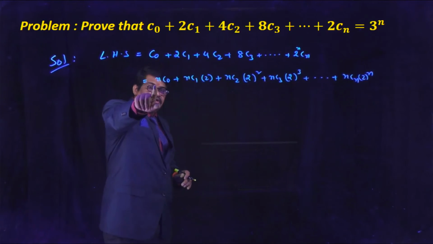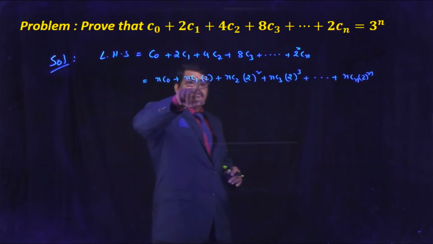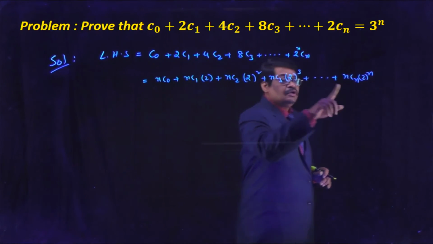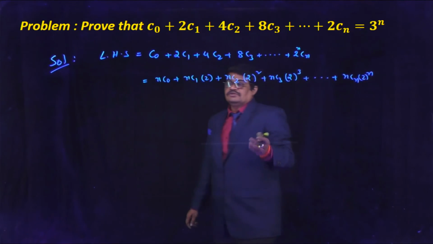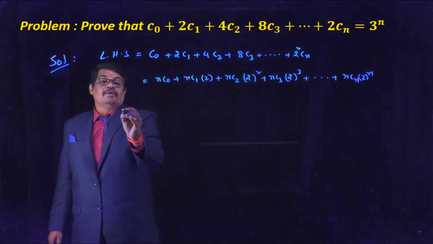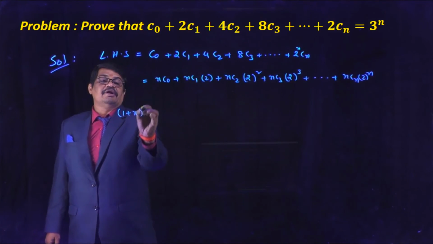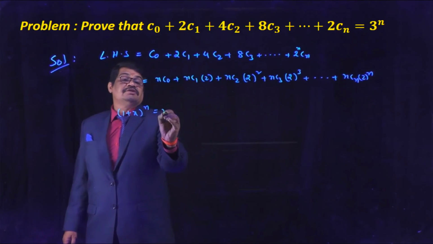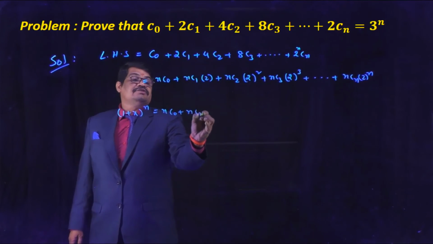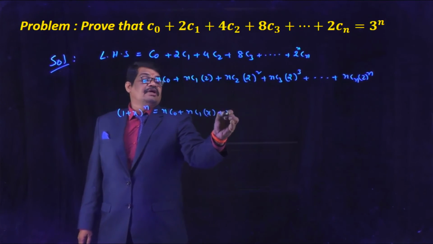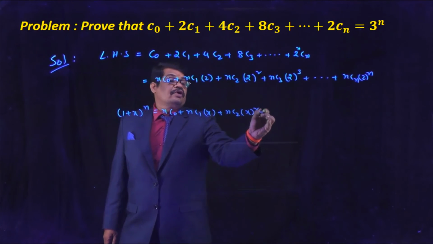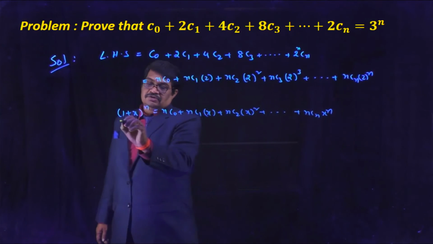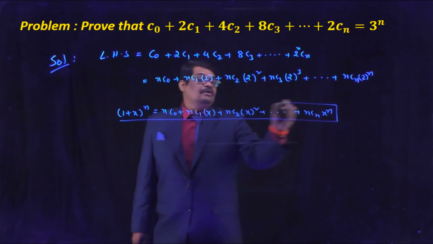So the expansion is nc naught plus nc1 into x, nc2 x square, nc3 x cube and so on, ncn x to the power of n. So this is the standard binomial expansion. What is the standard binomial expansion? 1 plus x whole power n. What is this expansion? nc naught plus nc1 into x plus nc2 into x square, like this, ncn x to the power of n.